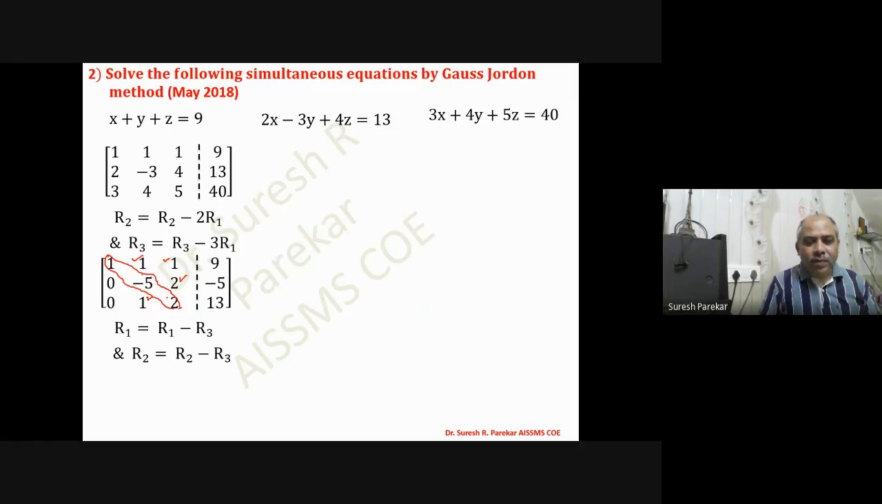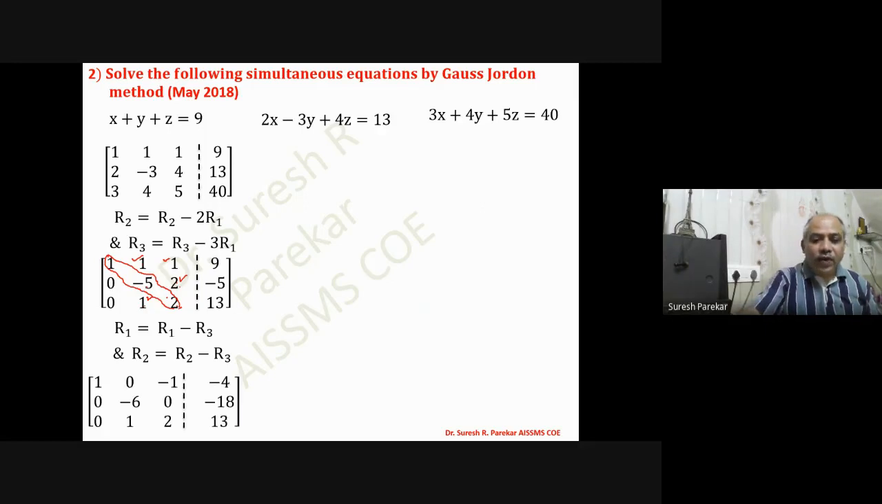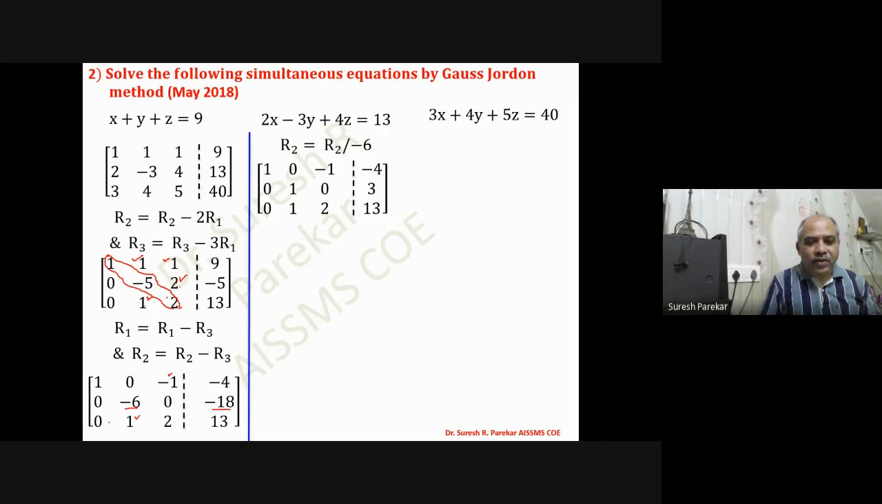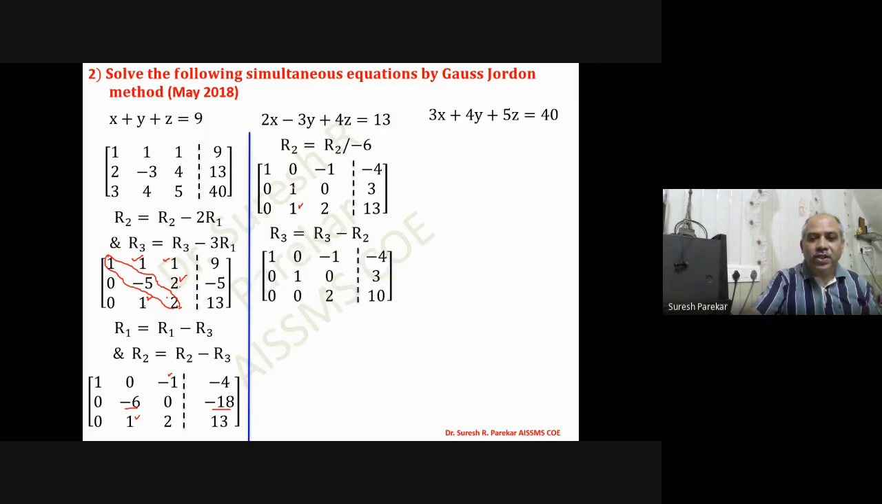Then we can make this 0 by R1 minus R3, and then R2 minus R3. So we make this 0 because 2 minus 2 is 0, and 1 minus 1 is 0. Therefore from this we get this 0. Now we have to make 0 for this one too. You can see this is minus 6, minus 18, so we divide by minus 6 and we get the values 1 and 3. Now it becomes easy to make this 0, simply by R3 equal to R3 minus R2.